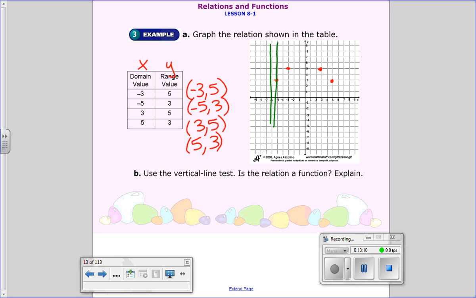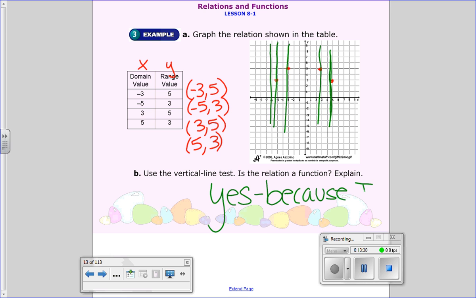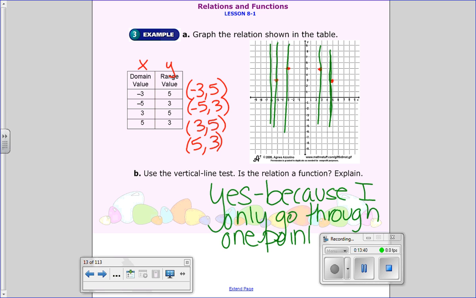Well, I cross 1 point there, cross a point there, only 1 there. It looks like I only crossed 1 point with the vertical line test. So, yes, this is a function. And why is it? Because I only go through 1 point at a time. And again, you're always going to make vertical lines to test these. You're not going to be making any horizontal ones. So this is a function.